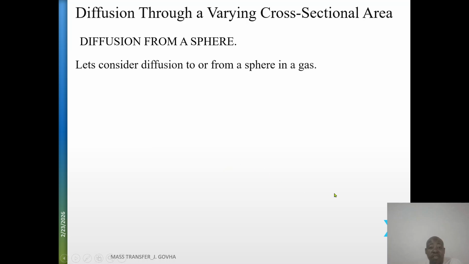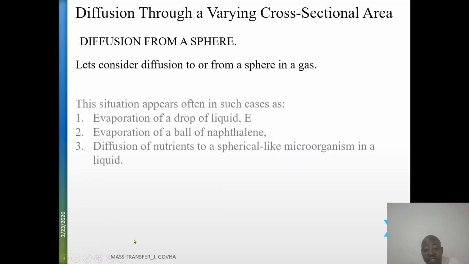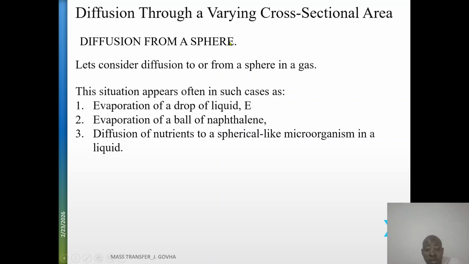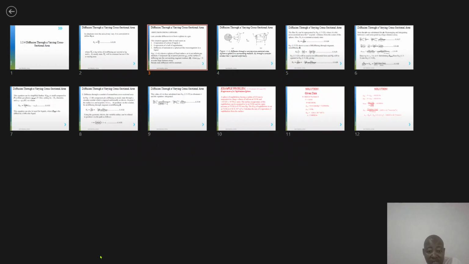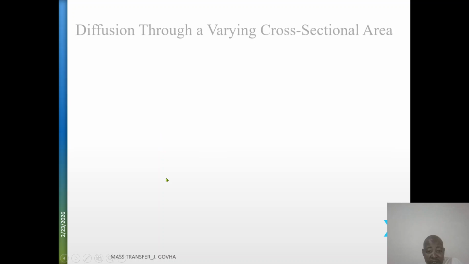So let's look at a scenario where we are looking at diffusion from a sphere. Let's consider diffusion to or from a sphere in a gas. This particular situation often appears in cases such as evaporation of a drop of liquid, evaporation of a ball of naphthalene, diffusion of nutrients to a spherical-like microorganism in a liquid. Right, so Fig 1.34 that you will see later.